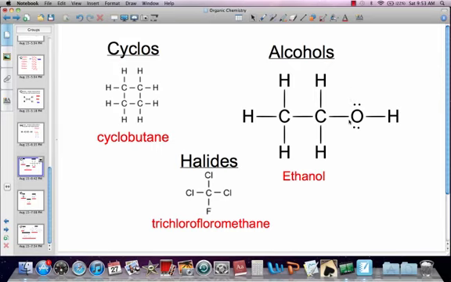Okay? In class, we're going to go over how to name these. As for right now, you just have to have these kind of memorized, that if it has a hydroxide group, it's an alcohol. You don't have to know how to name them yet. I'll get to that part in class.